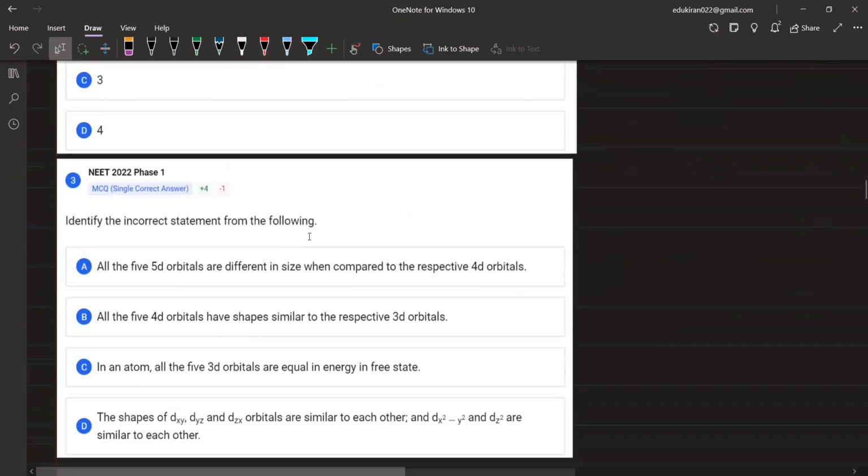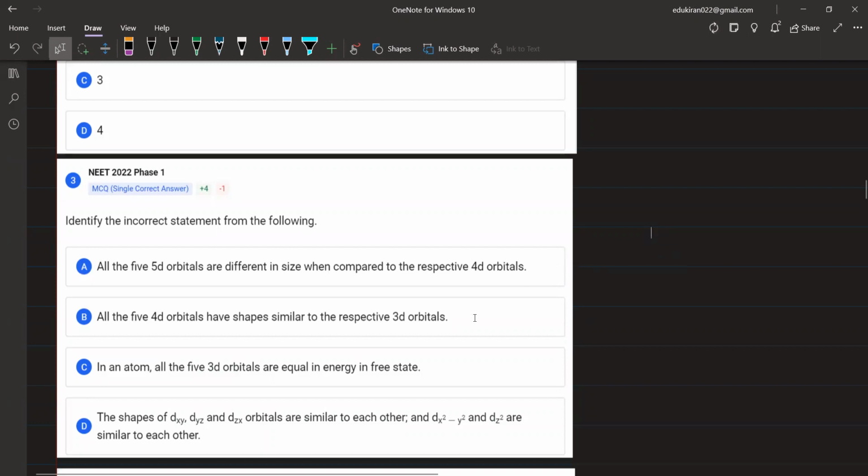Moving on. Try this question. Identify the incorrect statement from the following. All 5 5d orbitals are different in size when compared to the respective 4d orbitals. All 5 4d orbitals have shapes similar to the respective 3d orbitals. In an atom, all 5 3d orbitals have equal energy in free state. The shapes of dxy are similar to each other and dx2-y2 are similar to each other.